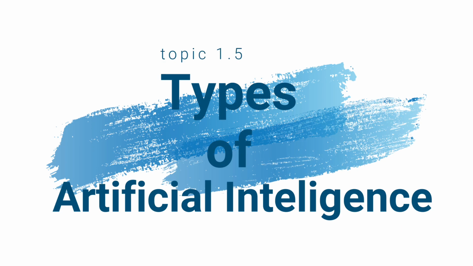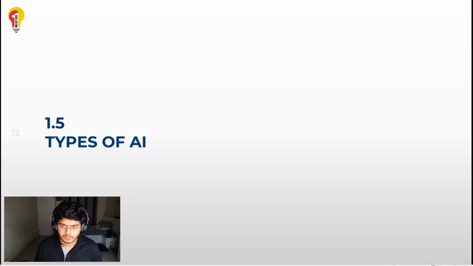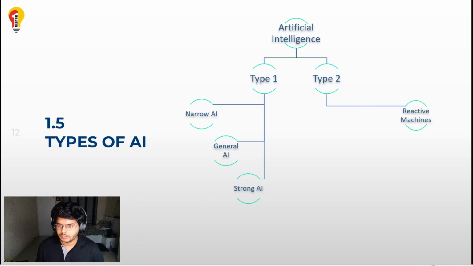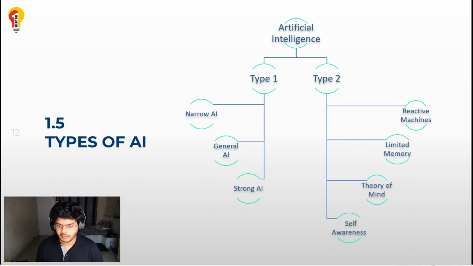So the next topic that we have here is types of AI. Essentially, AI is categorized into two types, type 1 and type 2. Type 1 consists of narrow AI, general AI, and strong AI. Type 2 consists of reactive machines, limited memory, theory of mind, and self-awareness. So these are the basic types of AI. We'll have a deeper look in the coming slides.